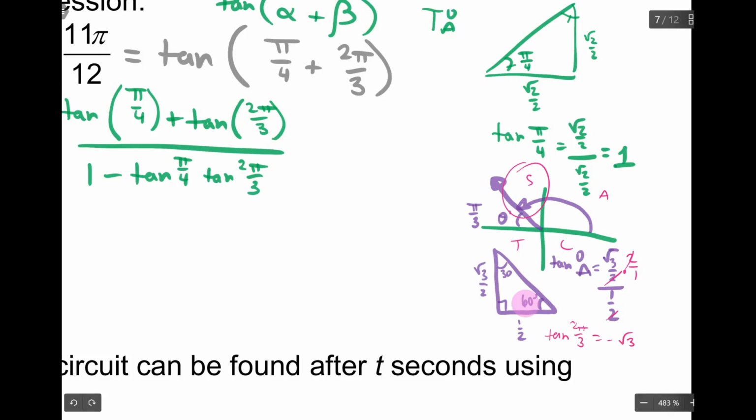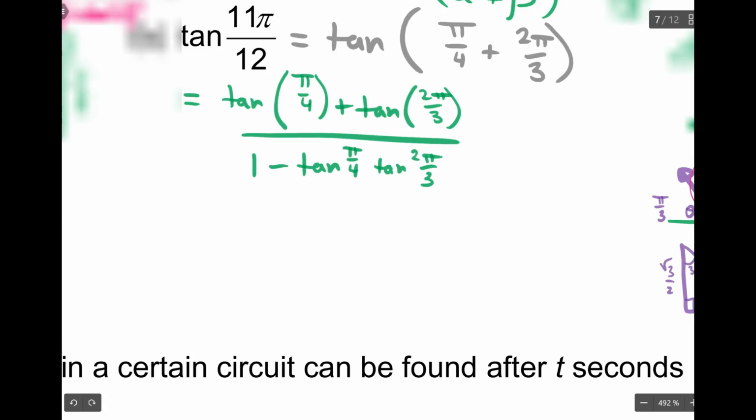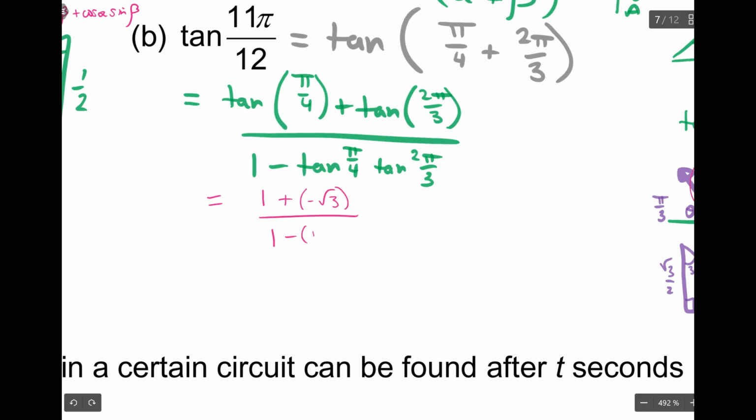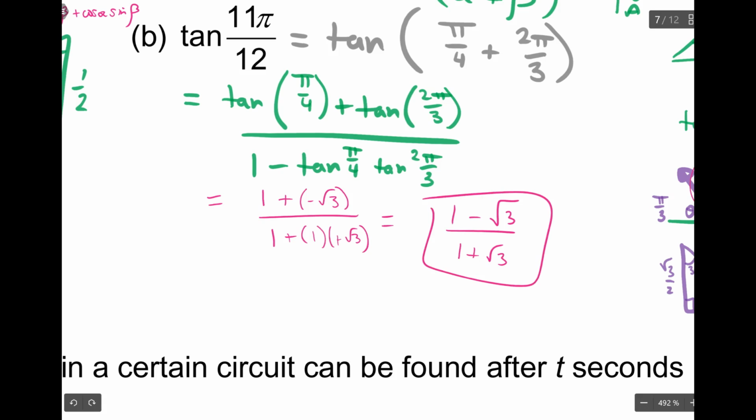So now we know the values to plug in. This is equal to 1 plus negative square root of 3 over 1 minus 1 times negative square root of 3. It's equal to 1 minus square root of 3 over, negative times negative, 1 plus square root of 3. Cool. So we're done with this one.